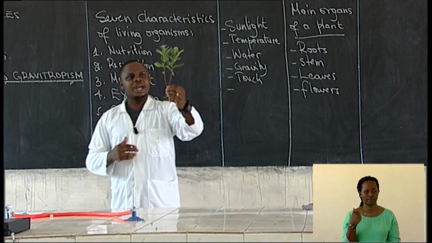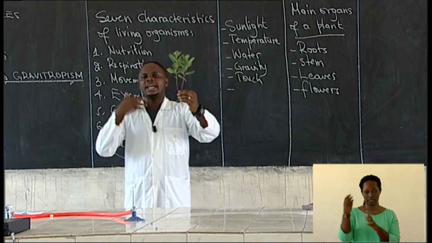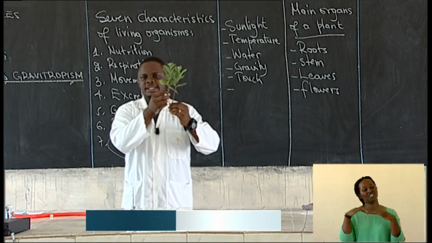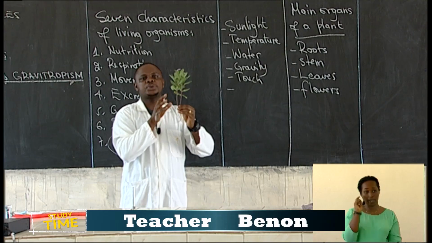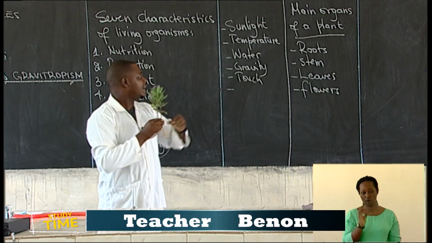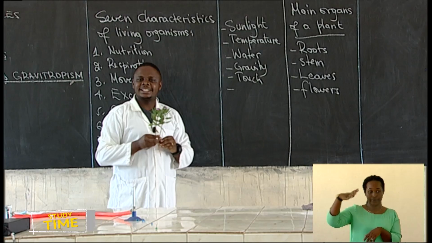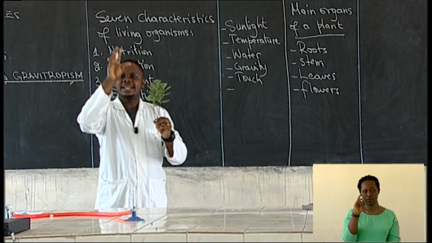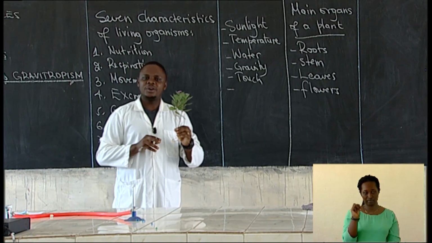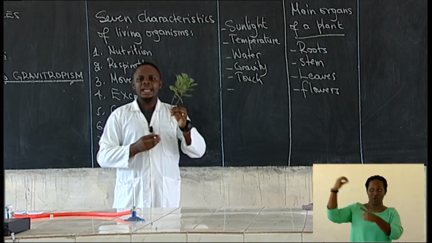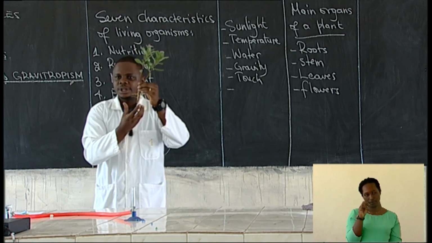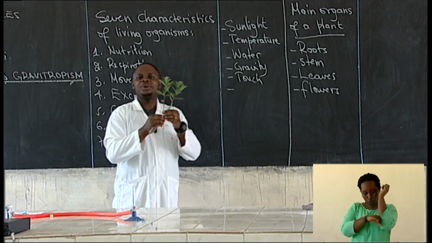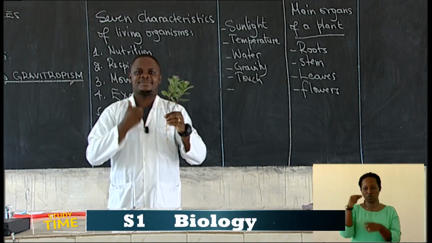Good. Let us say we have this plant, and then it has leaves, or it has the stem. When this stem grows towards the sunlight, then that is phototropism. The response of the plant towards sunlight is what we call phototropism. And then we also have roots which can respond to gravity, and that one we call gravitropism.